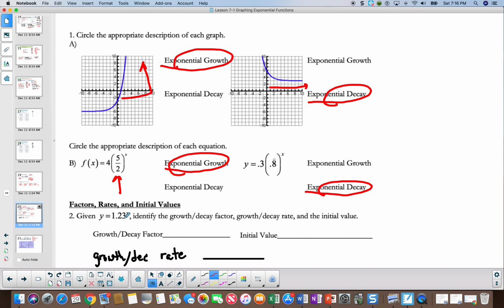All right, so I'm looking at this equation. I want to identify whether it's growth or decay, and it's going to be growth, and its factor is 1.23. The initial value is going to be 1. How do I know it's 1? Because y equals a times b to the x power. This a isn't part of the exponential part, so I know the initial value is 1. The growth rate: this number is bigger than 1, so 0.23 is what we call the growth rate. This is the part that makes it over 1, so that's what we call the growth rate.